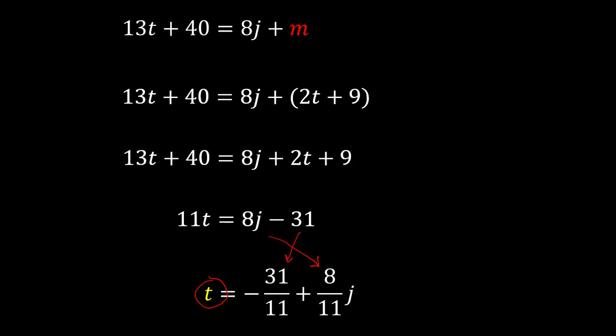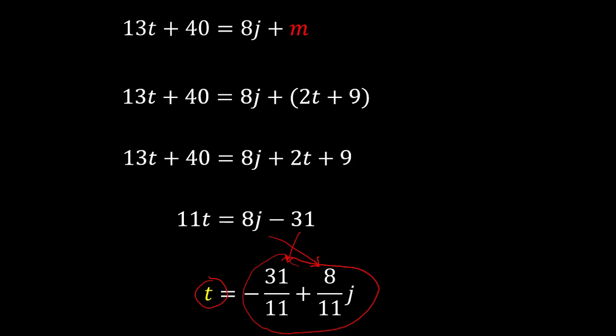But the next thing we're going to want to do is go back to our initial equation and plug this in for t so that we can get m in terms of j and t in terms of j. If we get m in terms of j and t in terms of j, then we can take any one of these equations and solve for j, and we can get a value for j that we can plug in to find t, and we can plug in to find m.